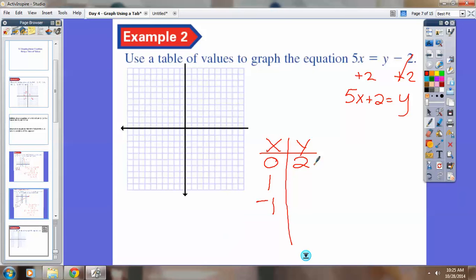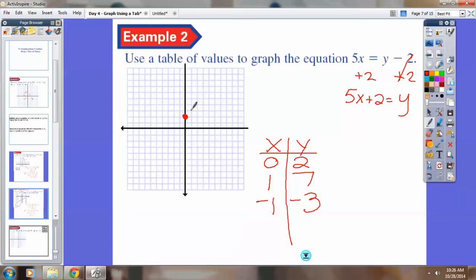Let's put 1 in for x. 5 times 1 is 5, and 5 plus 2? 7. Put our third point of negative 1 in for x. 5 times negative 1, negative 5 plus 2? Negative 3. You have 3 points. If you would take a second right now and plot those 3 points on your graph.